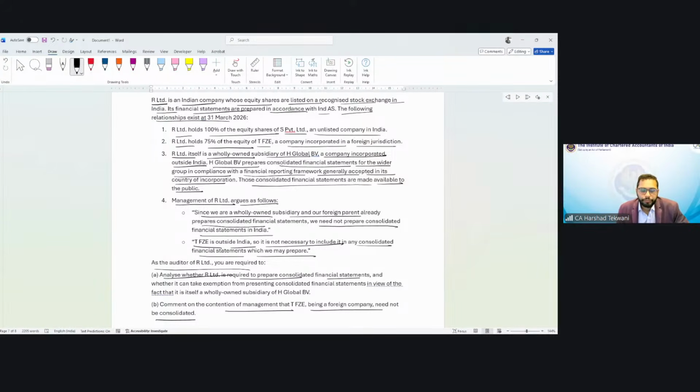See, what are the three conditions? Wholly owned subsidiary; if it is partly owned, no objection from the remaining shareholders. The company is not listed or not in the process of listing. The ultimate or intermediate holding company prepares consolidated financial statements as per Ind AS available for public use. Here the main issue is that R Limited is a listed company. That's the problem, it's a listed entity.